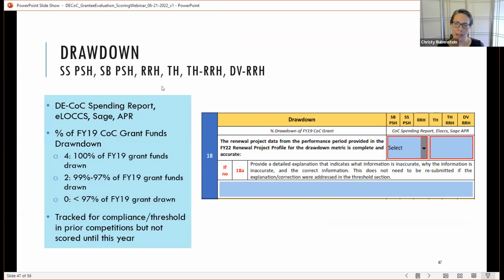Drawdown, again, pulling from all of these same places, the spending report, ELOCs, SAGE, APR to determine what the percentage of funds drawn down was for the FY19 CoC grant contract that you have. If you drew down 100%, you're going to get full points. If you're between 97 and 99%, you'll get 2. Anything under 97% is no points. And also that's a threshold issue, just to be aware. Again, this was tracked in prior years on the compliance and threshold side, moving it into scoring this year.